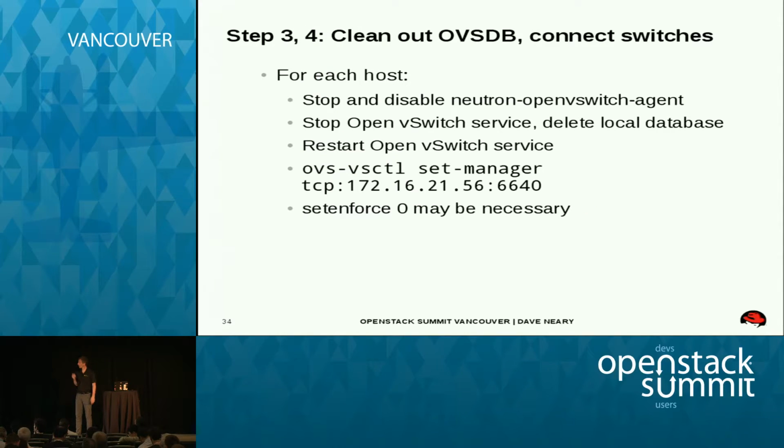Then, for each host, you stop and disable your Neutron Open vSwitch agent. You don't need it anymore. The L2 agent is going away, and you're going to replace it with just the normal OVSDB server. You stop your Open vSwitch service to clean out your local database. There are good instructions on this in the OpenDaylight wiki. You restart your Open vSwitch service, and you run ovs-vsctl set-manager and connect it to your OpenDaylight control host; this IP address is just whatever that host is.